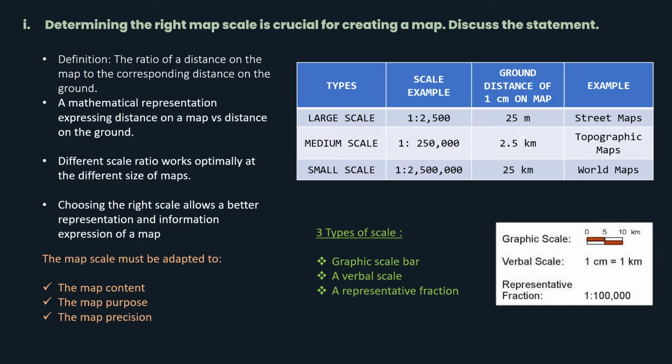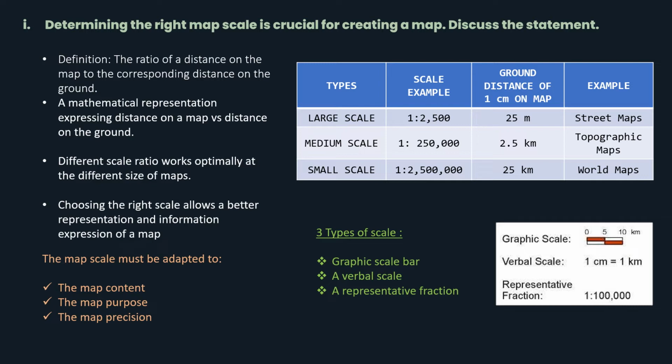Different scale ratios work optimally for different sizes of maps. And lastly, choosing the right scale allows a better representation and information expression of a map. The map scale must be adapted to the map content, the map purpose, and the map precision. There are three types of scale, which are the graphic scale bar, the verbal scale, and the representative fraction.